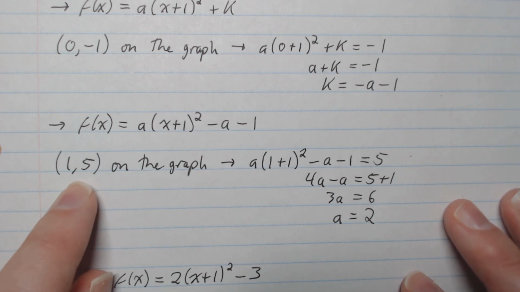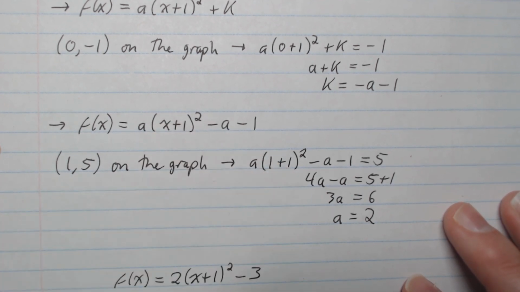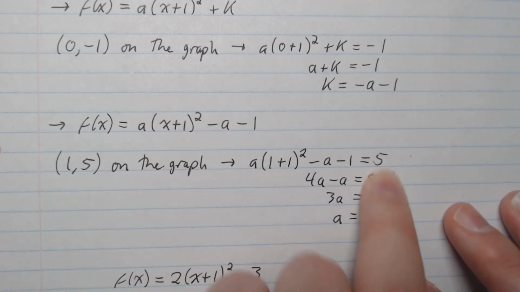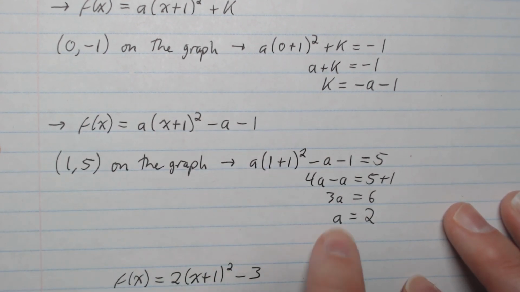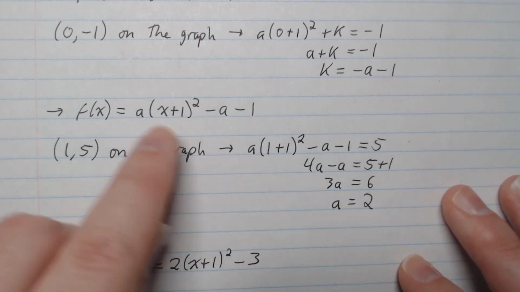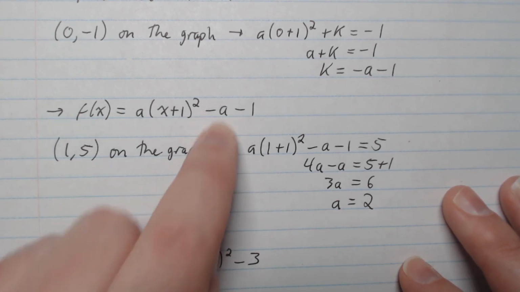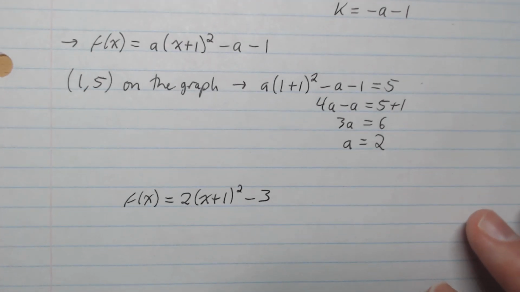(1, 5), sorry, is on the graph, so we plug that in. X equals 1 and y equals 5, like that. This gives us 3a equals 6, which is a equals 2. And so we're going to plug in 2 into here like that, and plug in 2 into here to get minus 3 like that. And that's it. It's that easy. I'll see you guys in the next video.